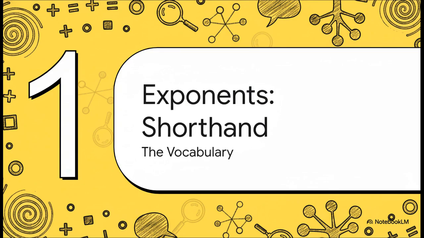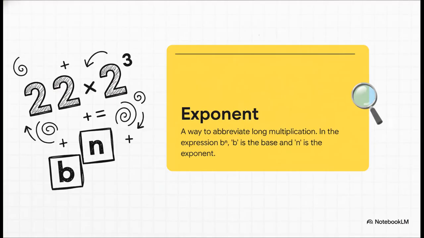Okay, so where do we begin? Well, every language starts with vocabulary. So let's learn our first word in the language of algebra, the exponent. This thing is a fundamental tool that lets us say a whole lot with very, very little. At its heart, an exponent is just a super efficient form of shorthand. It's a bit of mathematical laziness, really.